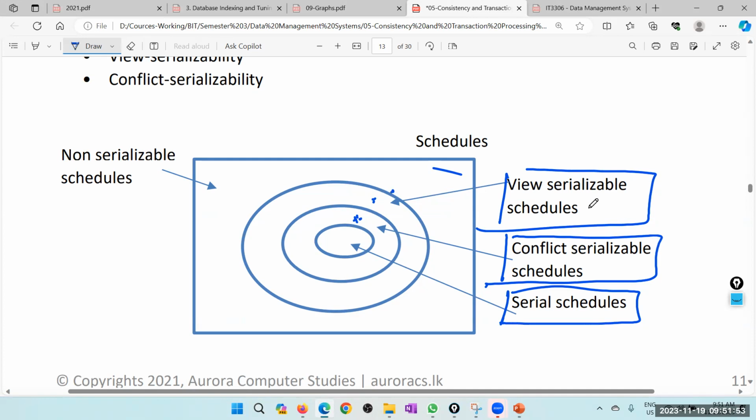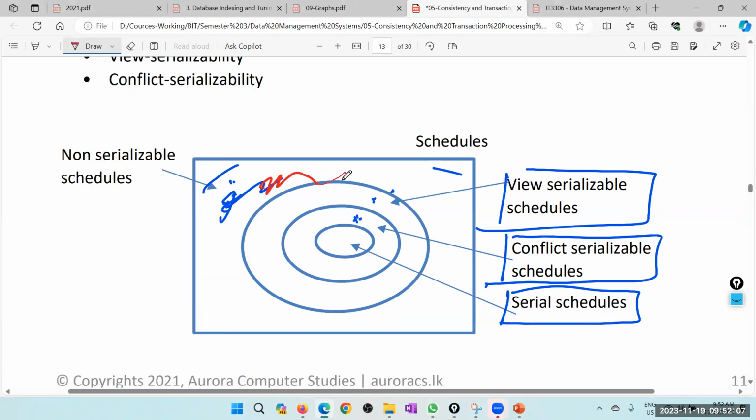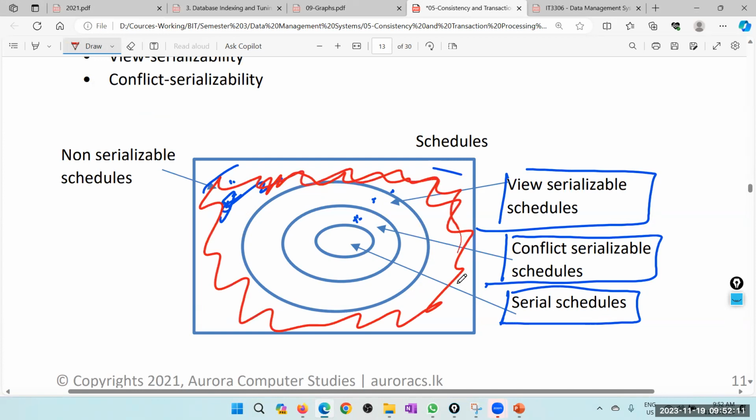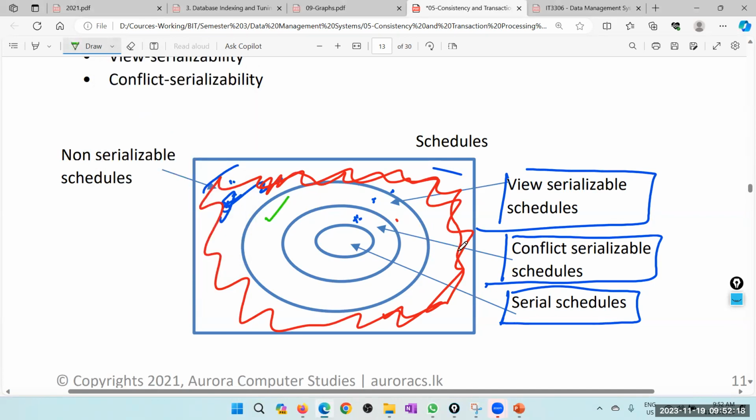But if it is not view serializable, it is non-serializable. That is, it is not equivalent to one of the serial schedules. So those are invalid. So these are the invalid schedules, because those are not equivalent to one of the serial schedules. But if it is view serializable, that is valid. If it is conflict serializable, that is valid. If it is a serial schedule, of course, that is also valid. Right?